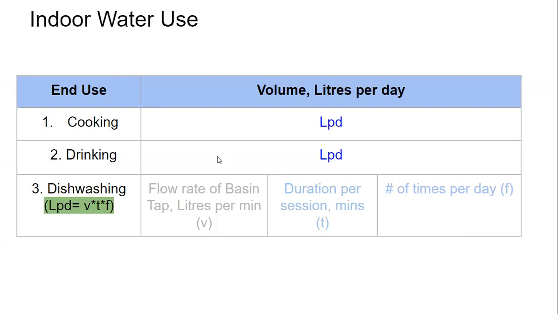That is called the flow rate. So I've put here the flow rate of the basin tap. I'll come back to explaining how we assess the flow rate of the tap when you are out in the field collecting your data, either at your own house or at someone's house. We'll get to that later, but let's understand that the flow rate of the tap is important.